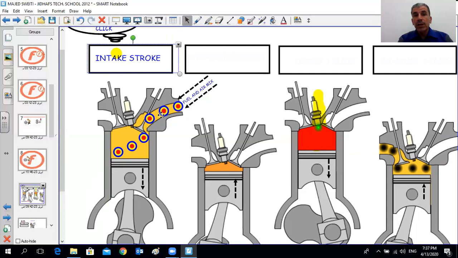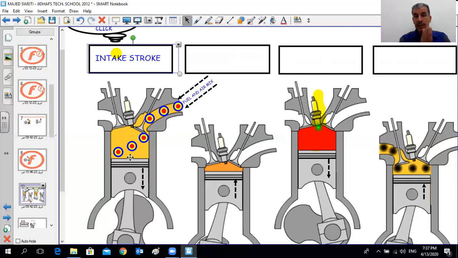In the intake stroke, we get a mix of fuel and air through the intake valve, and the piston moves down. When the piston moves down, it makes a sucking vacuum. This vacuum allows the air-fuel mixture to enter the cylinder. So we collect an amount of air-fuel mixture inside of the engine. Now we get the fuel and air.